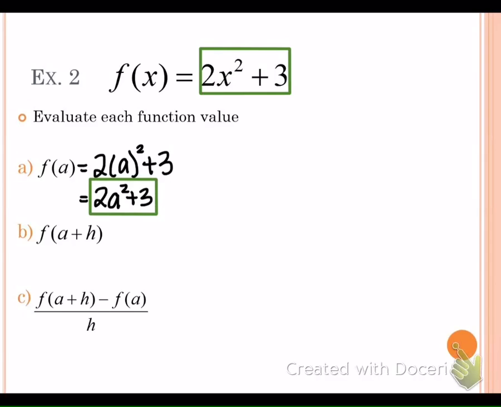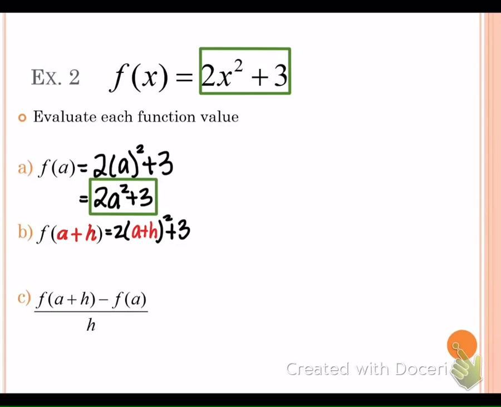A plus h is the next generator. So even though these are 2 variables, we can still write them out the same way. Okay, we're just going to use this as our input value. So this is going to give me 2 times a plus h squared plus 3. We got to FOIL this bad boy out.